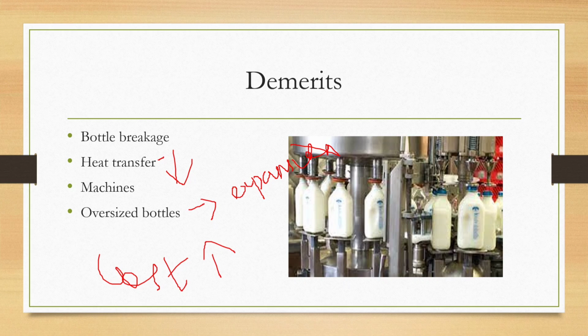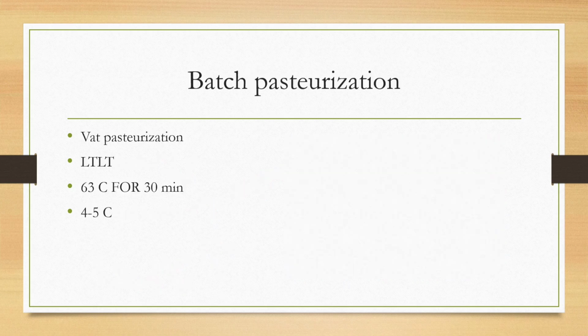Okay, now next, batch pasteurization. You have an important MCQ here. Batch pasteurization is also called the VAT pasteurization, or just note, it is LTLT, low temperature, long time pasteurization. Here it is similar to in-bottle pasteurization. The time temperature combination is 63 degrees Celsius for 30 minutes, and it is also cooled to 4 to 5 degrees Celsius. This batch pasteurization usually happens in a vat pasteurizer.